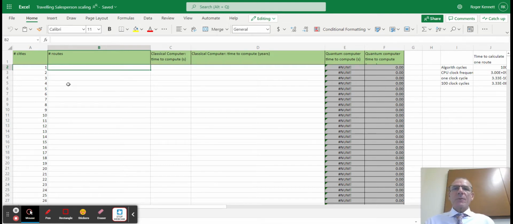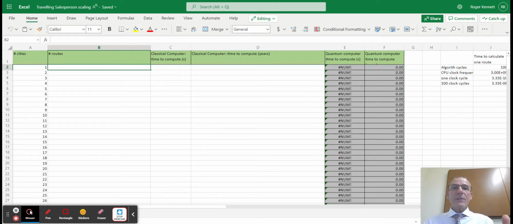Okay, so first of all we need to work out the number of possible routes depending upon the number of cities. And if you remember from the last video, that was a special mathematical thing called factorial. Factorial is simply timesing a number by all of the smaller numbers. So factorial of 5 is 5 times 4 times 3 times 2 times 1. That's a bit tedious to do on your calculator lots and lots of times, so we're going to get Excel to do it for us.